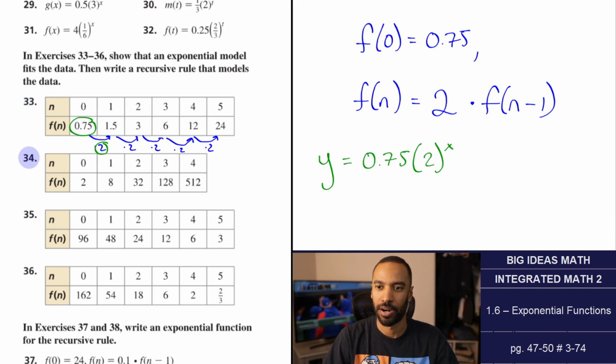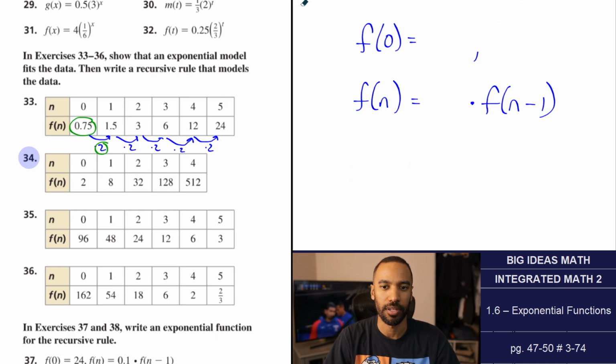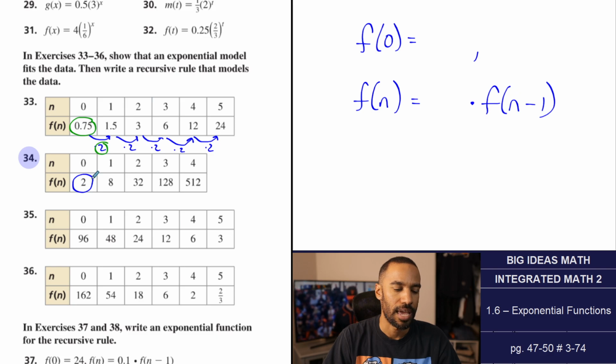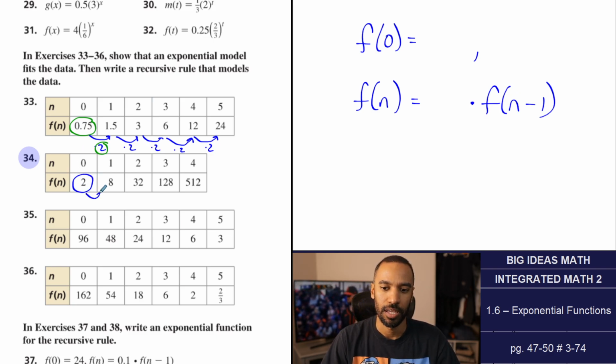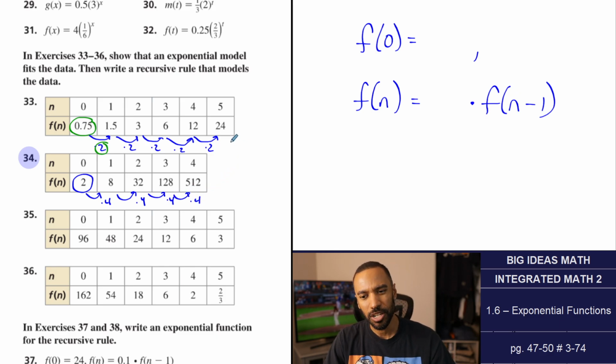Number 34, and like I said, I probably won't write the model with it as well because we've seen the translation. So number 34, let's just see what the initial is when we look at n equals 0. So that's 2. The initial is 2. And then we are multiplying by what value over and over? It looks like it's 4. You can tell 8 divided by 2 or 32 divided by 8. And maybe you can't tell on the other ones, but they're not trying to trick you. And if they do, I think you'll catch it early.